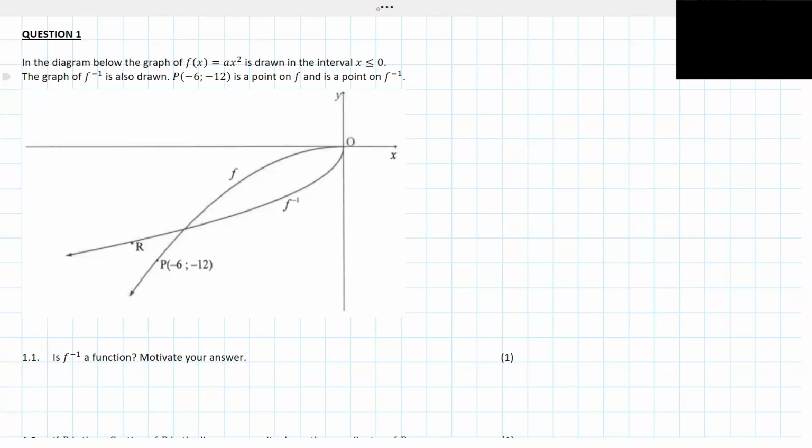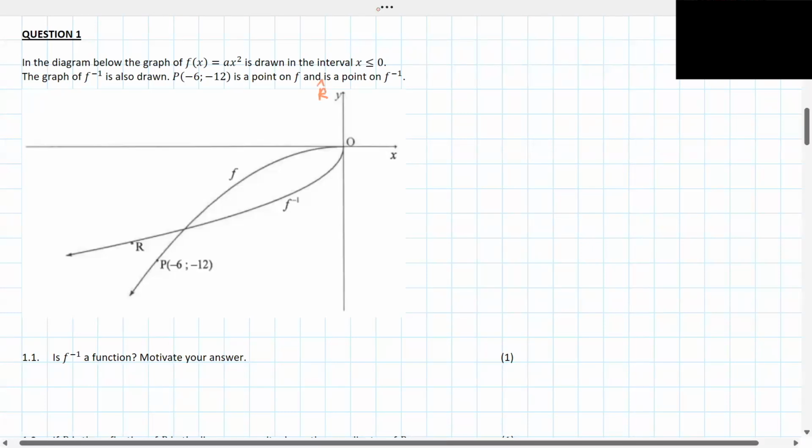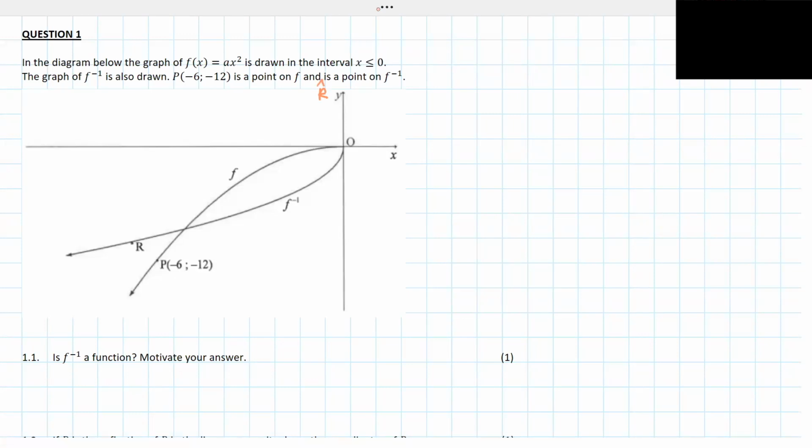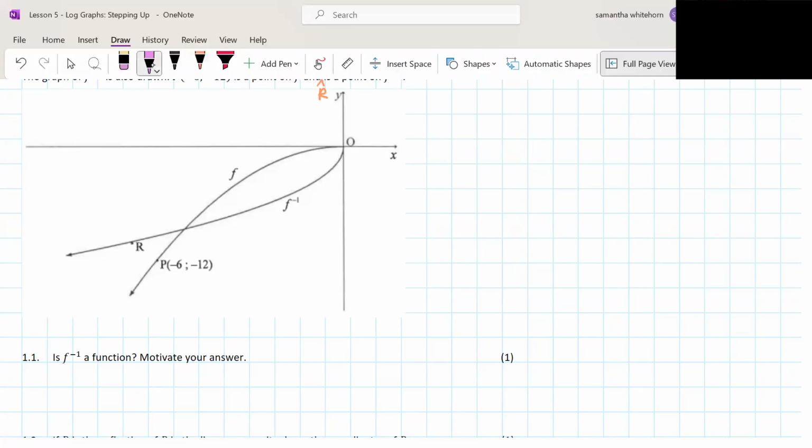and R. Let's put that in. And R is a point on f to the -1. Don't know why I left off the R, but anyways, we move. Alrighty, guys, so let's just go and add about the few things that we have here.